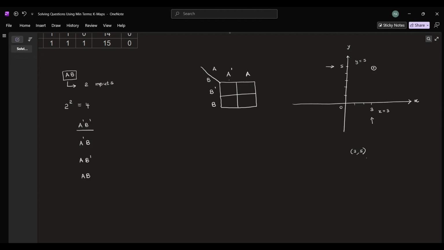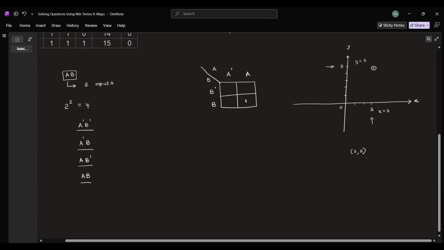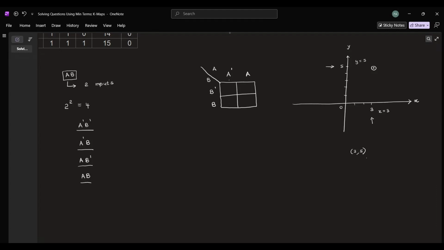Similarly, here a bar b bar can be plotted as 1 here. That specific cell corresponds to a bar b bar. If the min term is present in the expression, you will mark it here. Similarly, we have a bar b, so you can put the 1 here. Or if we have a b bar, you will put the 1 here. Or if it is a b, you will put the 1 here. This is how we work with K-maps. This is how we work with 2-bit input systems and convert them into a K-map.